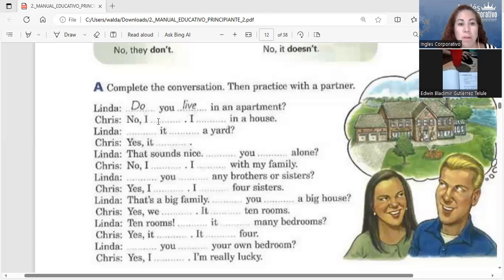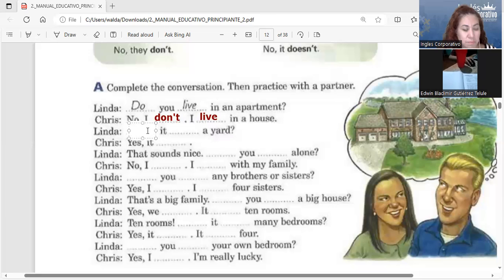Yeah, so let's start. Do you live in an apartment? No, I don't. Very good. No, I don't. I live in a house. Excellent. Very good. Next question.